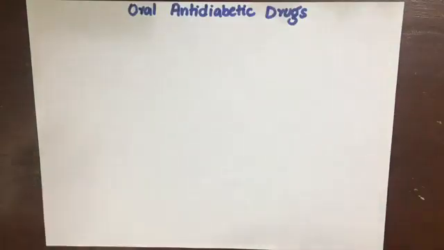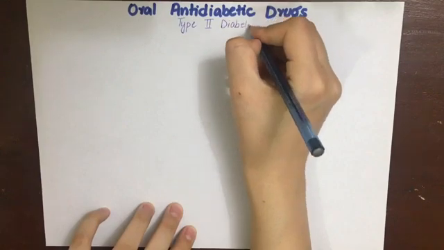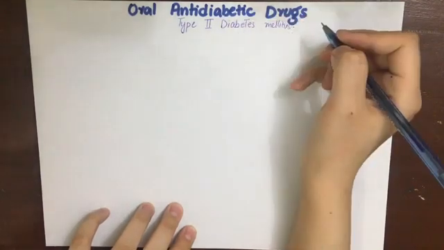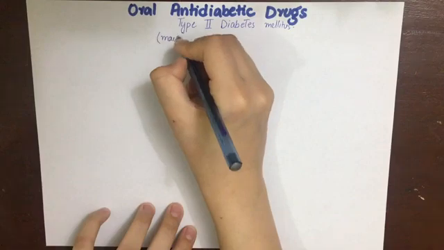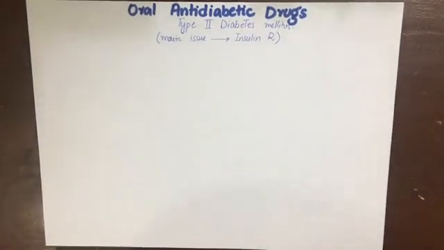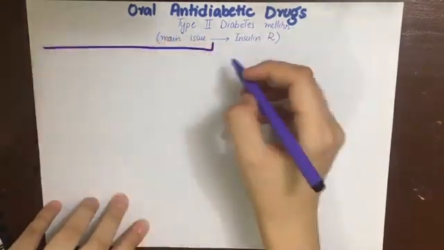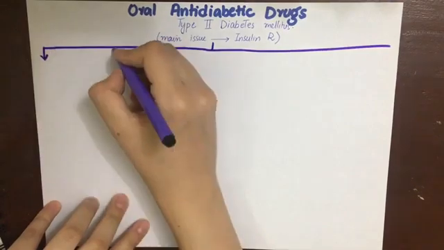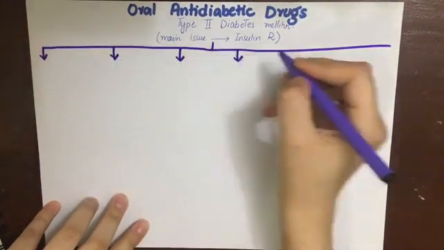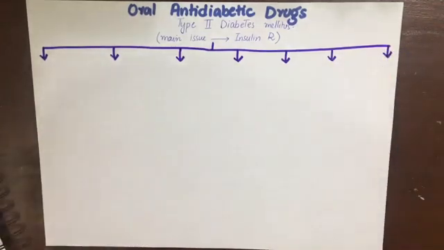So now that we know where these drugs act and what their mechanism of action is, we'll simplify them by classifying them and studying their important properties and side effects. So the oral antidiabetic drugs that can be used in type 2 diabetes mellitus, where the main issue is insulin resistance, can be divided into about 7 classes. The first class of the drugs are those which will stimulate insulin secretion. So they are known as insulin secretagogues.